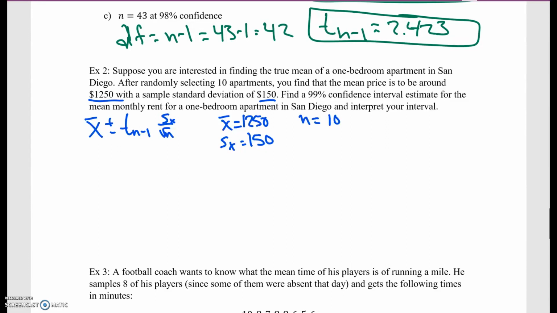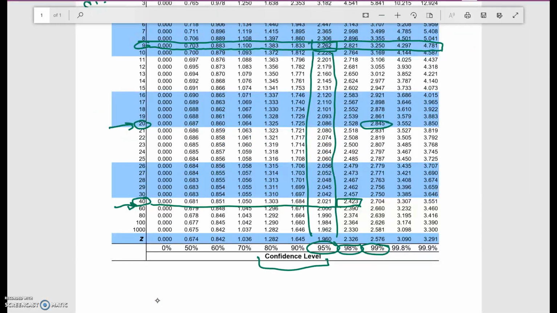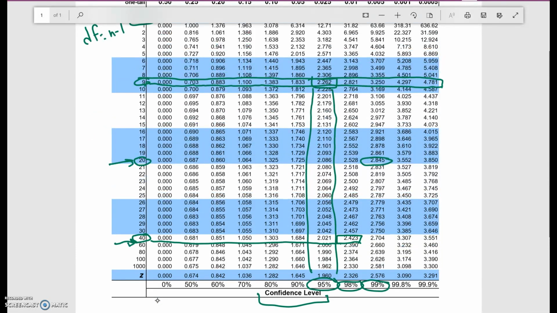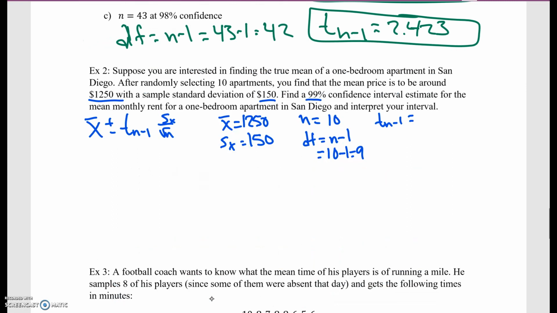Now, what would t sub n minus 1 be? Well, before we do that, we need to figure out the degrees of freedom. Degrees of freedom is n minus 1, and in this case n is 10, so 10 minus 1 gives me 9. So if I go back to my t-table, what kind of confidence do we want? We want 99% confidence. Our degrees of freedom is 9.